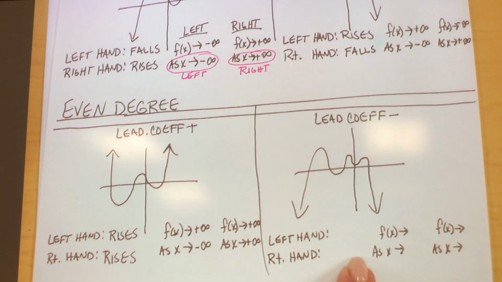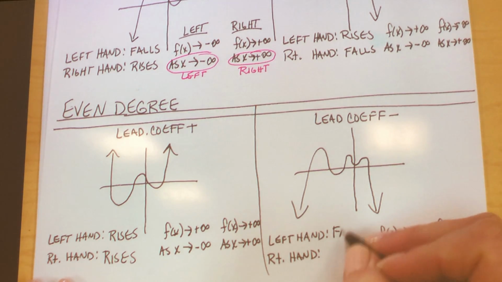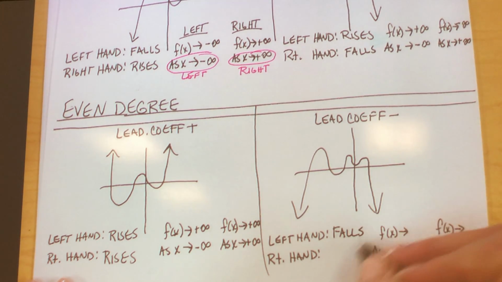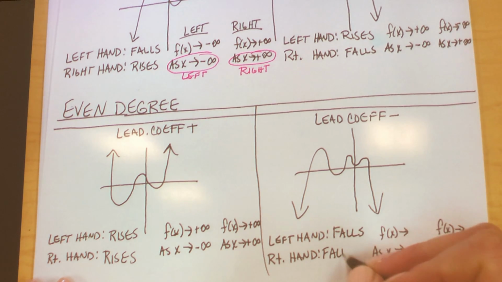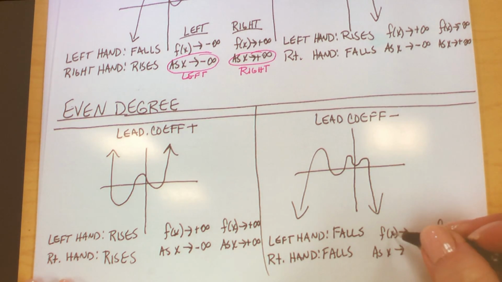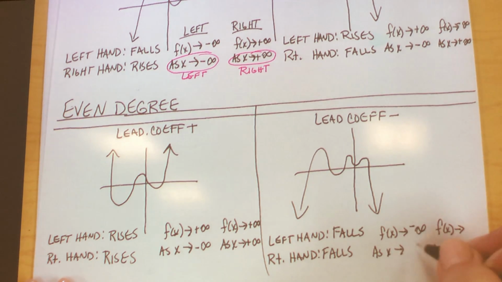Okay, over here on the negative leading coefficient, what is his left-hand behavior? Falls, and his right-hand behavior? Falls also. All right? Over here, f of x approaches negative infinity as x approaches negative infinity. This is on the left. F of x approaches negative infinity as x approaches positive infinity. This is on the right.